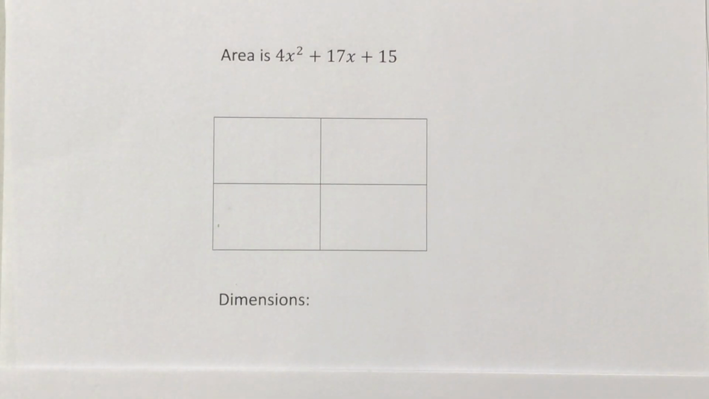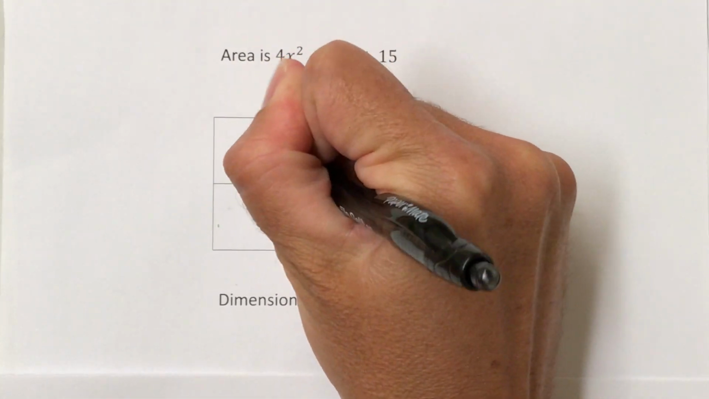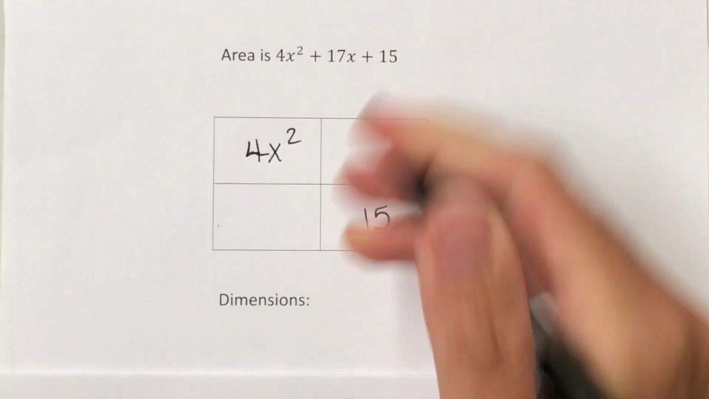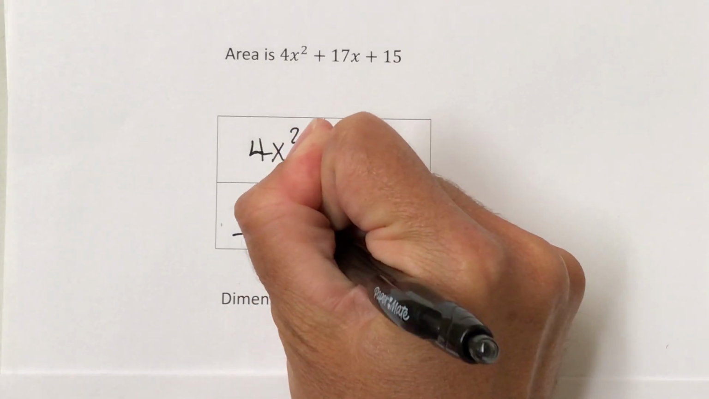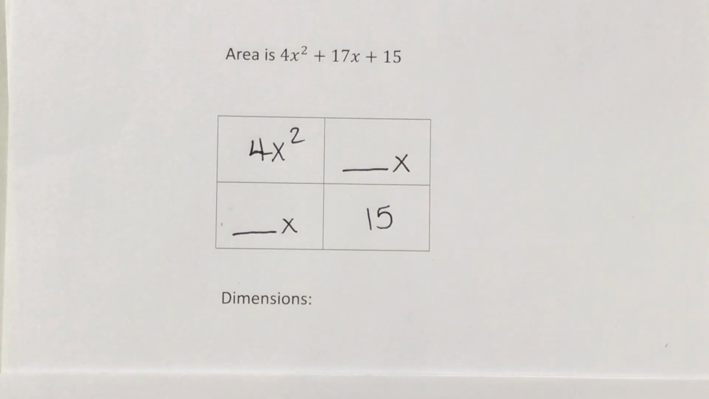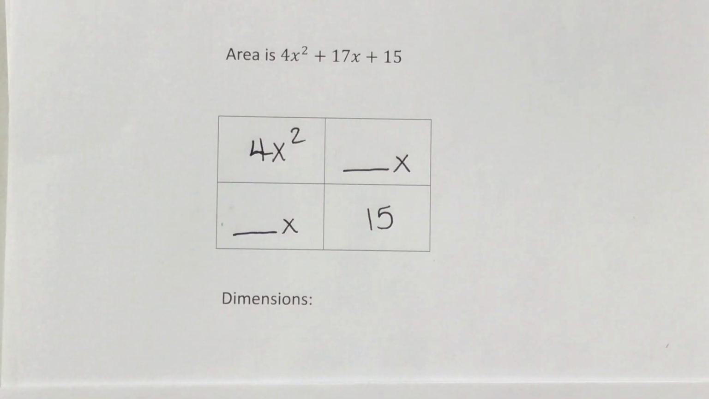So in this last example, we have an area of 4x squared plus 17x plus 15. So again, like we've been doing, we're going to set it up. The quadratic term always goes in the first box. The constant always goes in the last box. And these two boxes have to be the linear terms, so something x and something x. What's special about these two is they have to add to 17x.